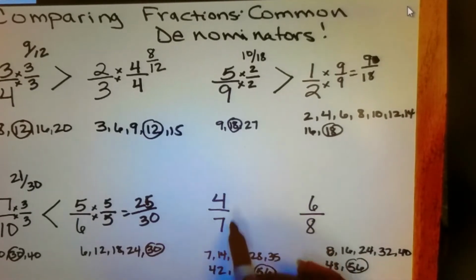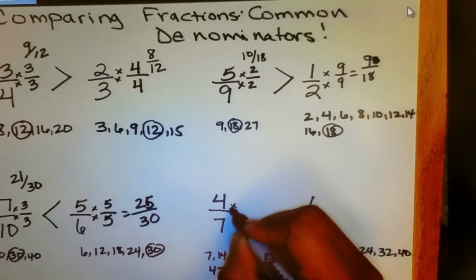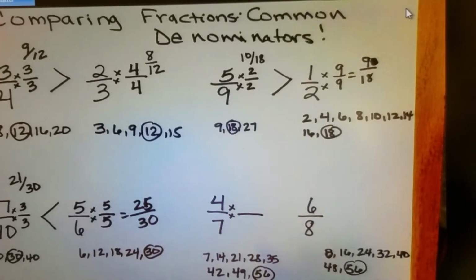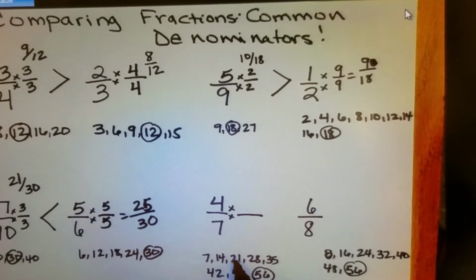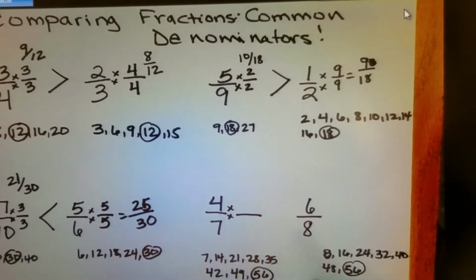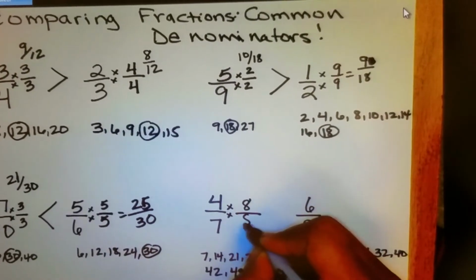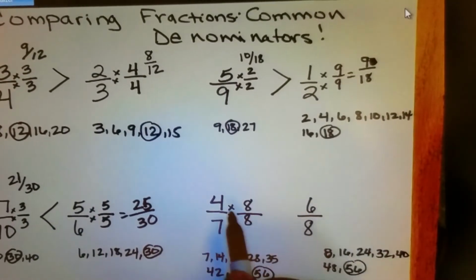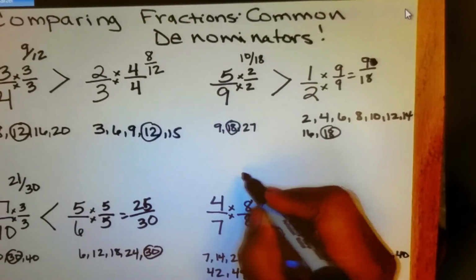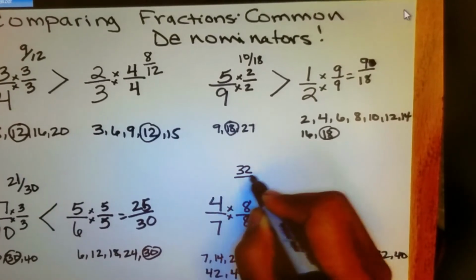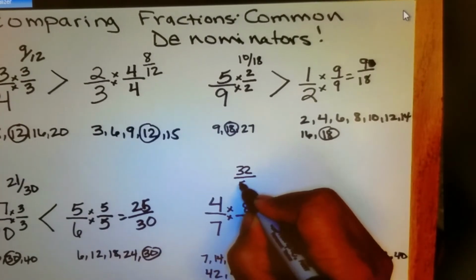How do I get these numbers to have 56 in my denominator? I'm going to count my skips. 1, 2, 3, 4, 5, 6, 7, 8. Multiply the top and the bottom by 8. 4 times 8 is 32. 7 times 8 is 56.